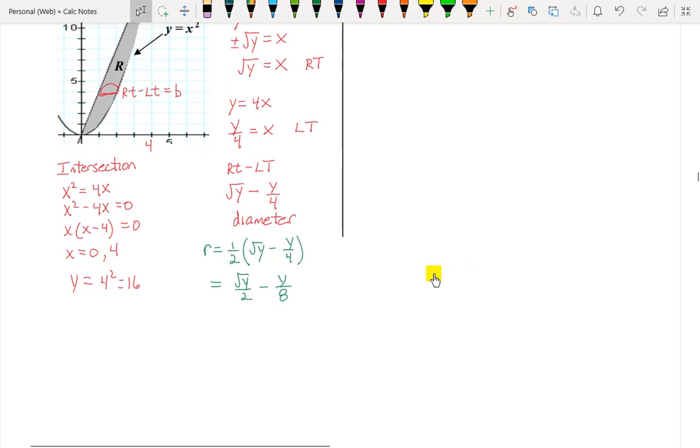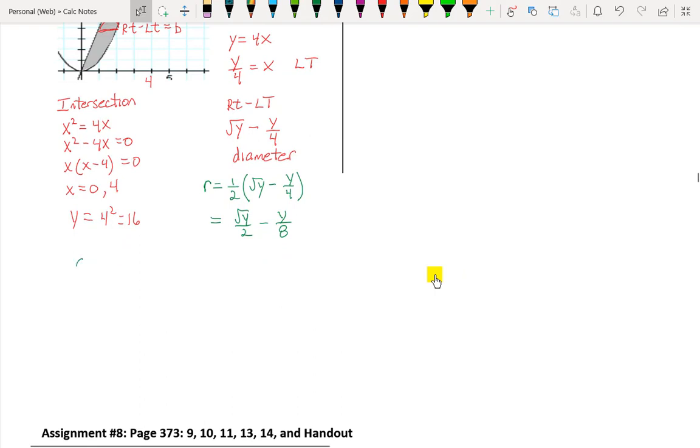So now that we have that, we can actually set up the integral. Our integral is going to be from 0 to, what did we say, 16 up at the top. I'm just going to write out the formula. You've got the formula at the top: it's 1/2 pi r squared. So I need 1/2 times pi times r squared. Now r is all of this mess over here, the square root of y over 2 minus y over 8, and that whole thing is the radius. So we need to square that with respect to y.